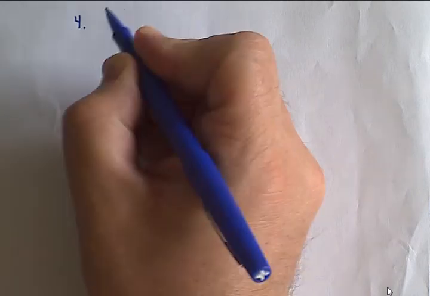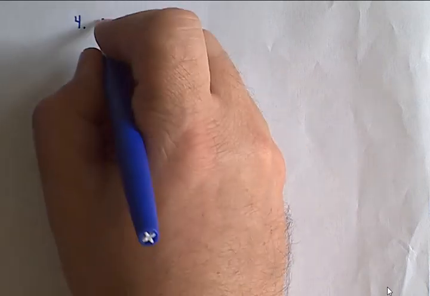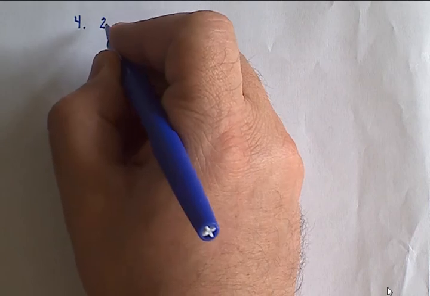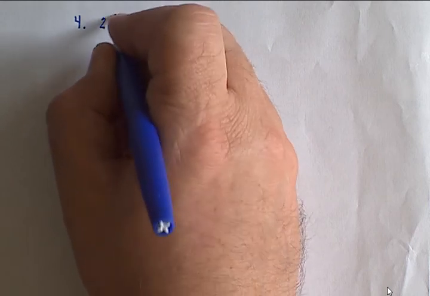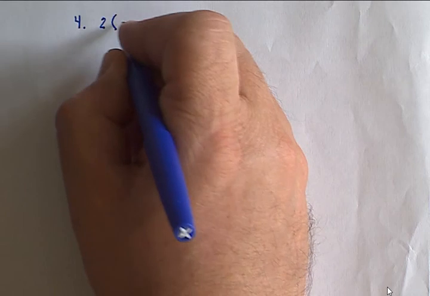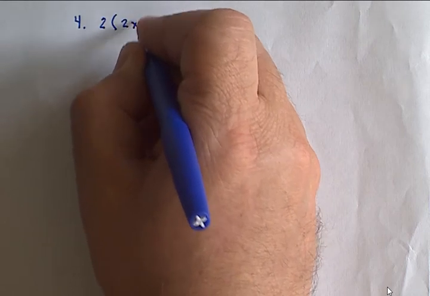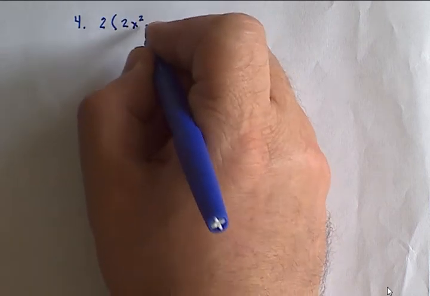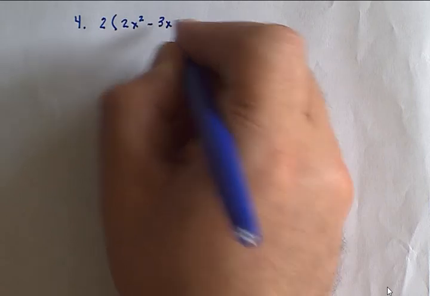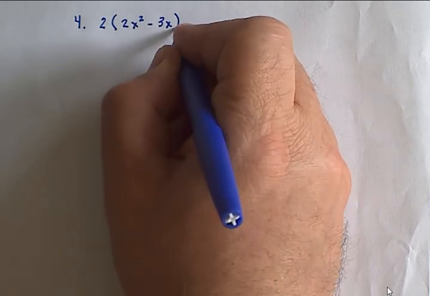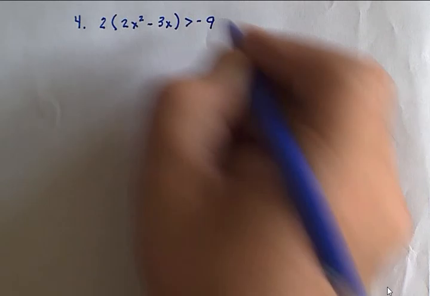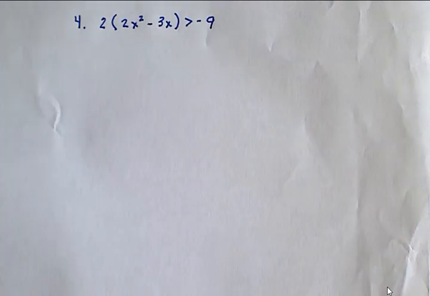We did a little bit with inequalities of quadratics. Here they're going to approach some inequalities for higher order than a quadratic. Some of them are quadratics still, though. Okay, so I want to know for what values of x is the quantity 2 times (2x squared minus 3x) greater than -9.